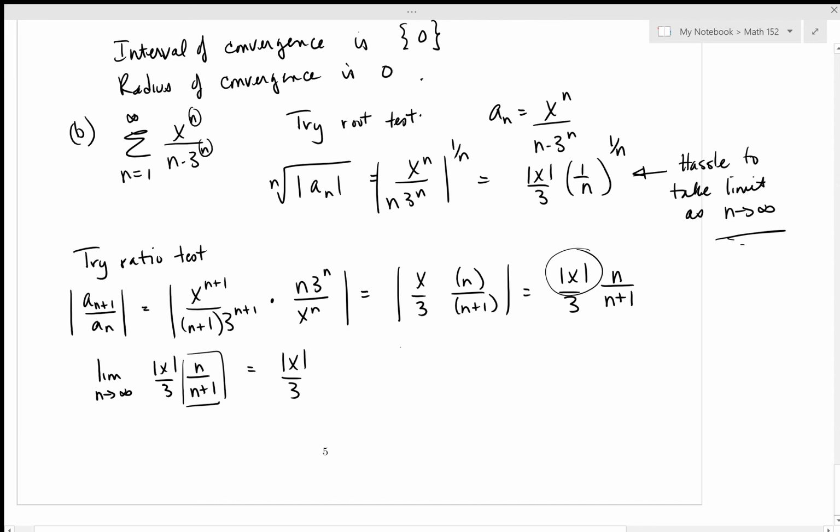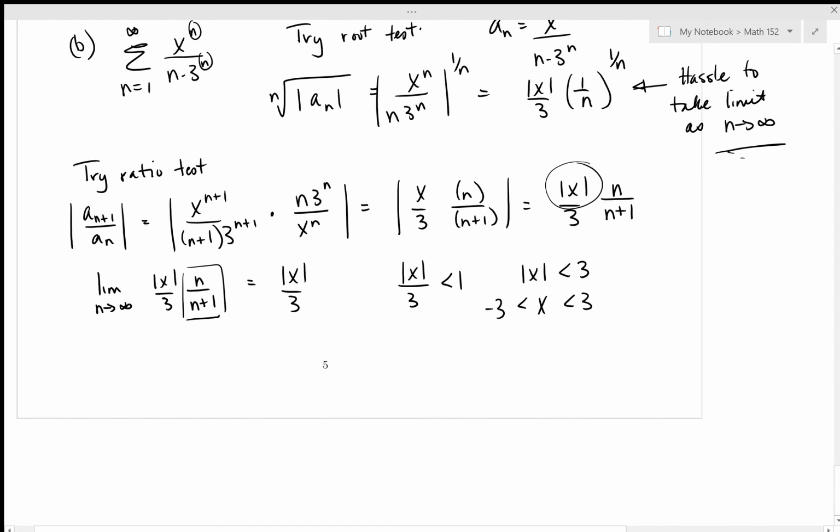We know that because we're using the ratio test, this thing has to be less than 1, which means the absolute value of x has to be less than 3. That means that x has to be between minus 3 and 3. So immediately I know that the radius of convergence is 3. Now if I want to know what the interval of convergence is, I have to check the endpoints. I don't know what's happening at minus 3 and 3 at this point.